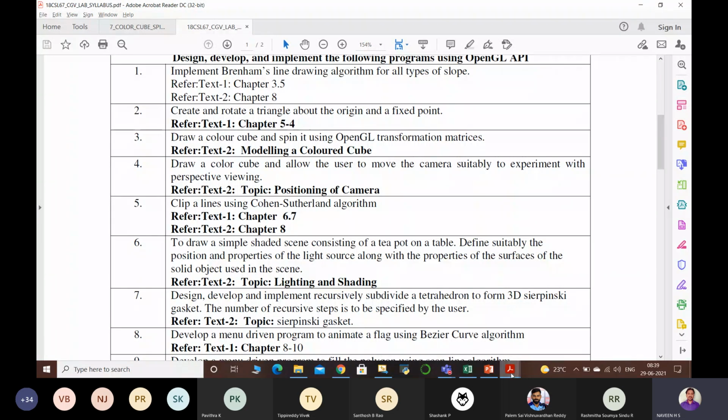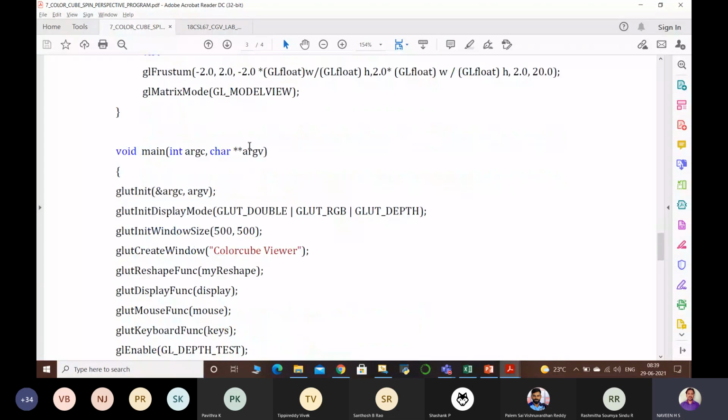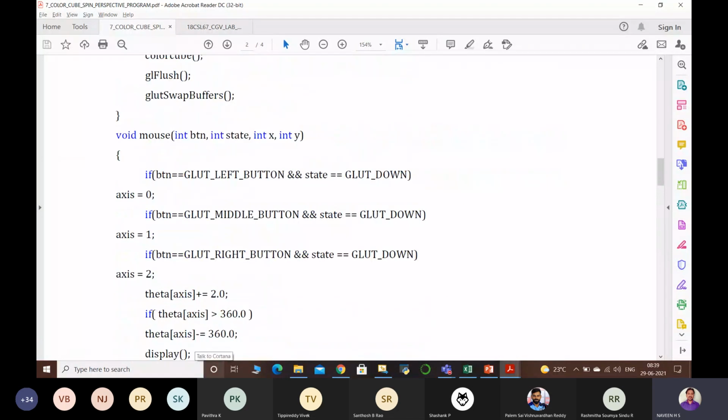We'll go back to the program again. It is the same thing; there is not much difference. So let's see it again. Go to the starting library.